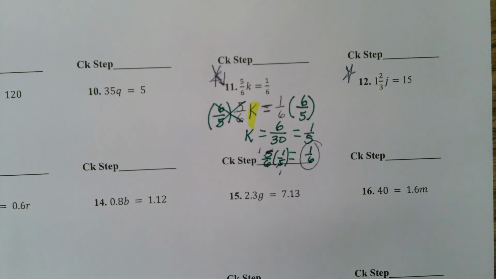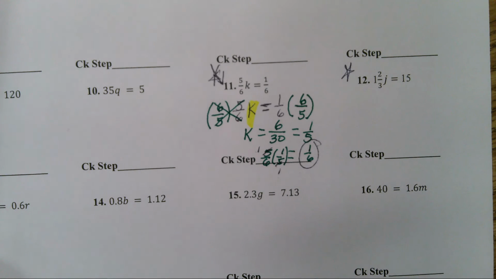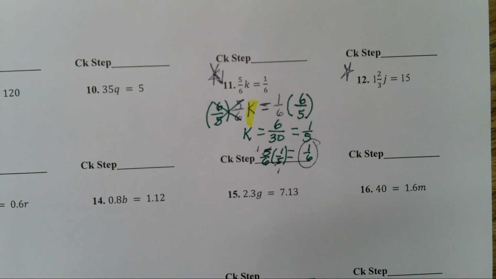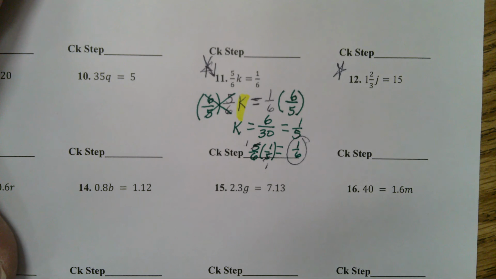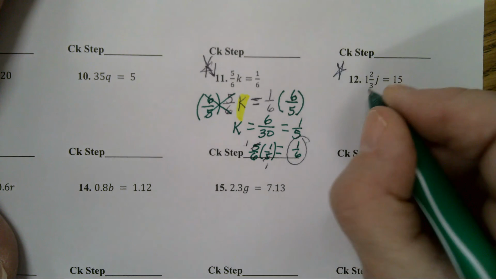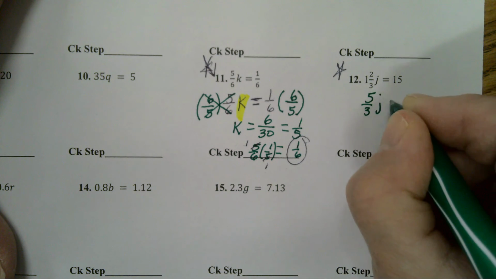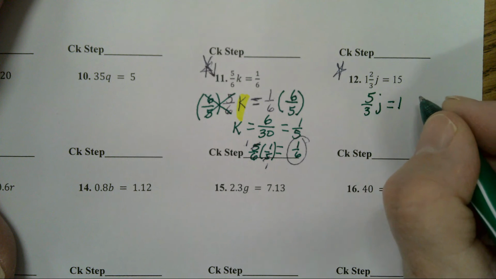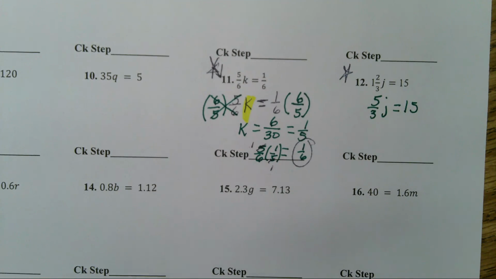Now let's look at number 12. In number 12, we have to change it to an improper fraction. So let's multiply, add, and put it on top. 3 times 1 is 3, plus 2 is 5. 5/3 j equals 15. Any questions on what I just did? Does everyone in here have that written down?